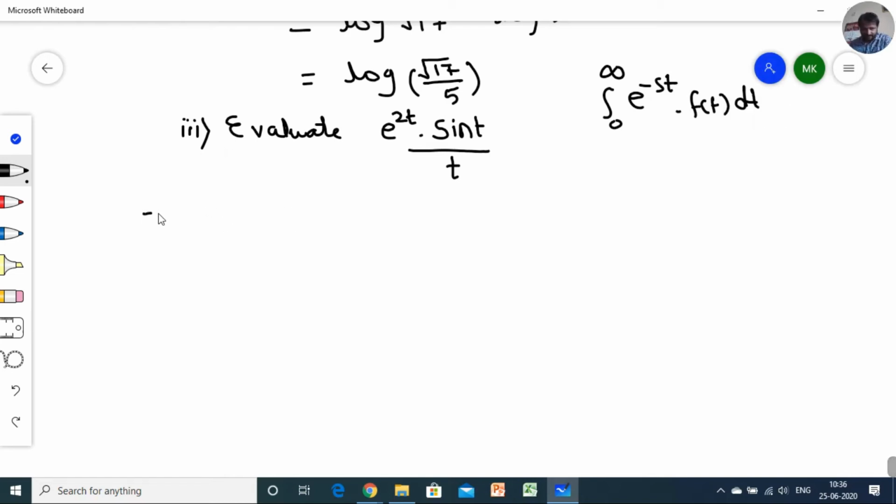Now one by one we have to sort out this part. The Laplace of sine t we can calculate easily, that is 1 upon s square plus 1.